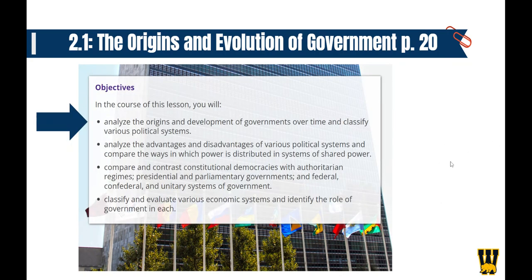These are the different objectives for this whole unit. For this first unit, we're going to be analyzing the origins and development of governments over time and classifying various political systems. We'll be looking at a quick history lesson about how different types of governments developed over time based on the changing needs of society, the introduction of democratic ideas, authoritarian regimes, and how those governments have changed throughout time.